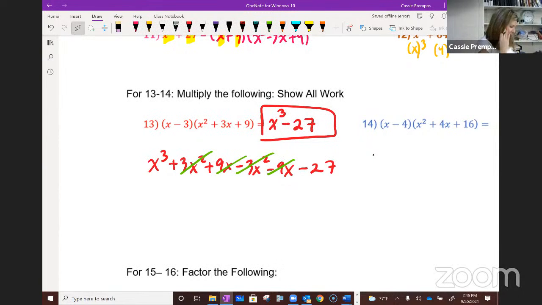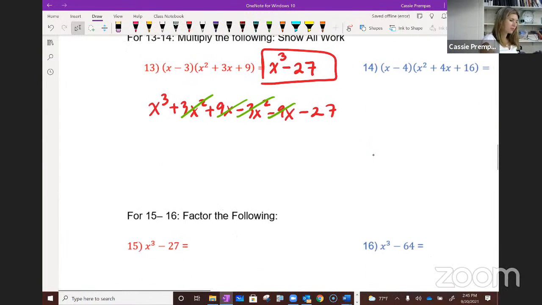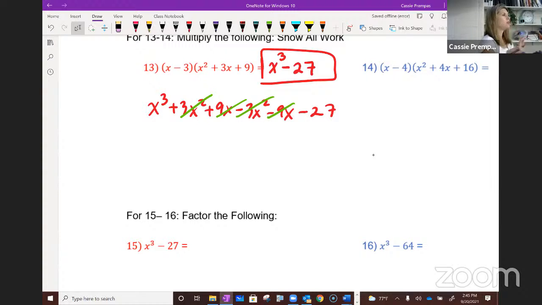Okay, you might have multiplied it out. You might have looked at number 15 and said, I know what it's going to be. But if you multiplied it out, that's good practice because on the quiz on Thursday, you will definitely have one like this that doesn't work out so nicely. So you have to know how to multiply a binomial by a trinomial.